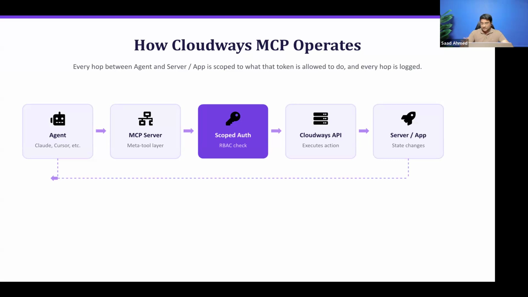After that, it goes on to the Cloudways platform and the action basically starts execution. Once that execution is done, the state changes happen on the Cloudways platform, and the response of the prompt is returned to the AI agent that the server has been deleted successfully. So this is how Cloudways MCP operates.